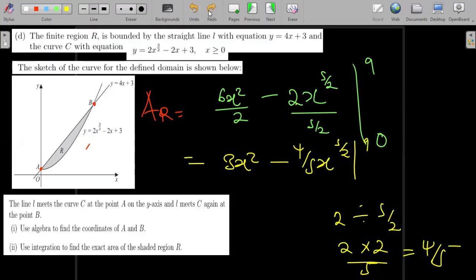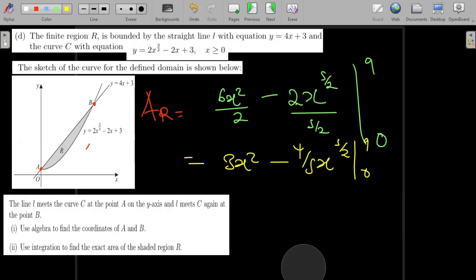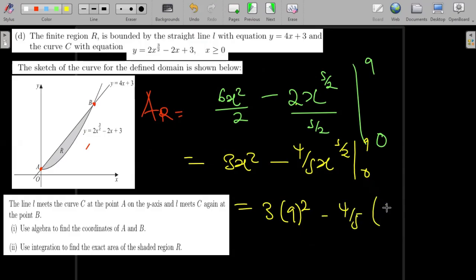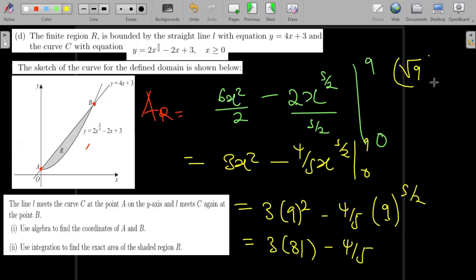So here there will be no need for you to substitute the limit 0 because it's going to give you 0 everywhere. Okay, so we're just going to substitute the 9. So we're going to say this is equal to 3 times 9 squared minus 4 over 5, and then the x is 9, and then the power 5 over 2. Okay, so this will be 3 times 81 minus 4 over 5. And then this 9 to the power 5 over 2 is the same as the square root of 9 to the power 5.